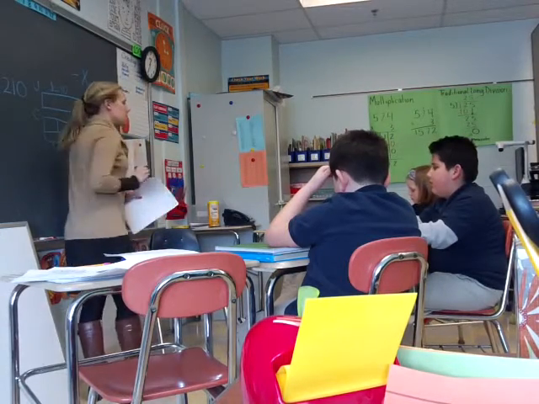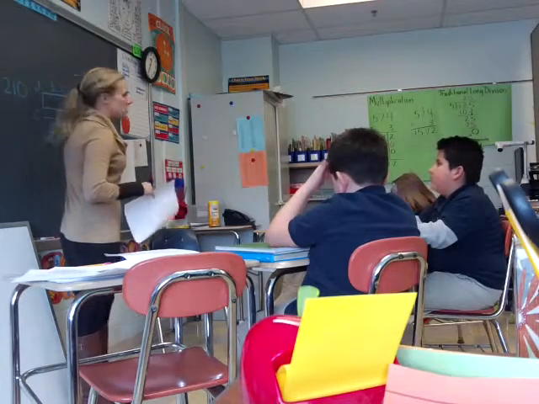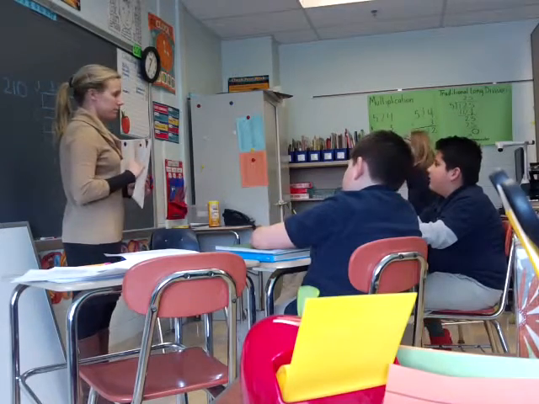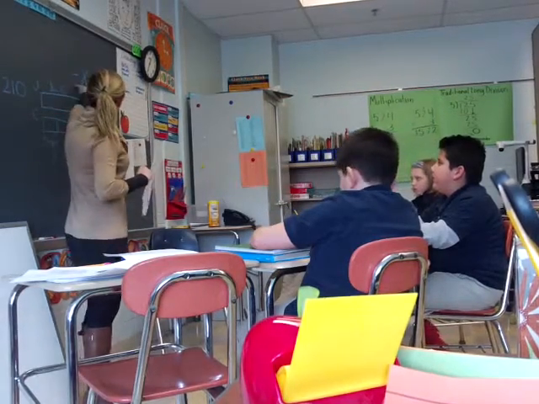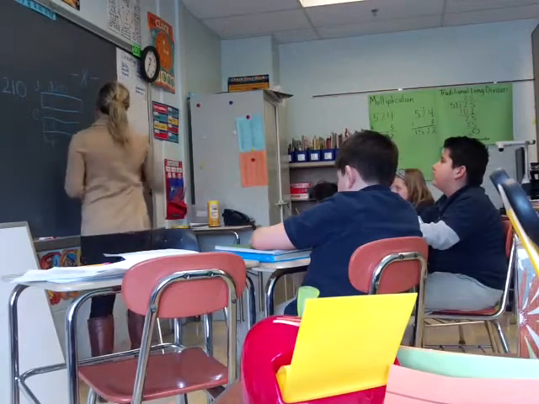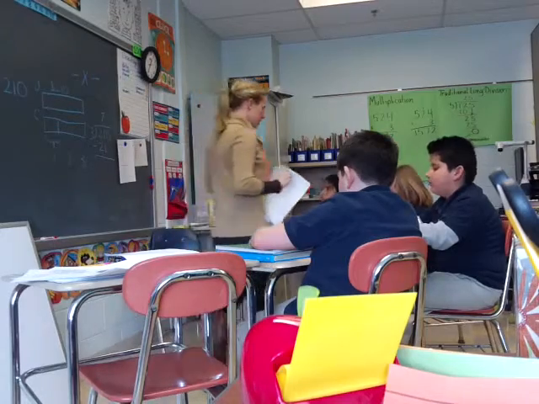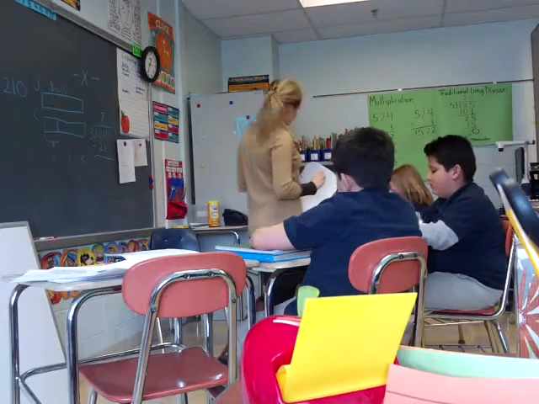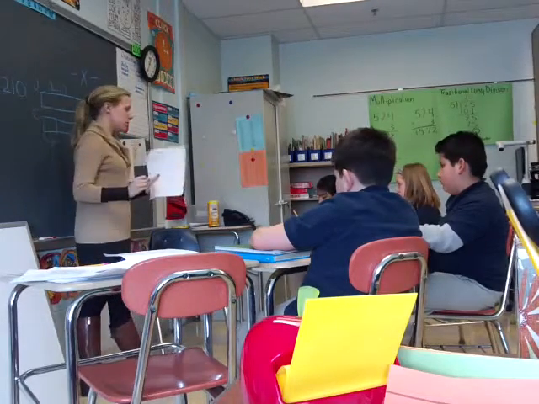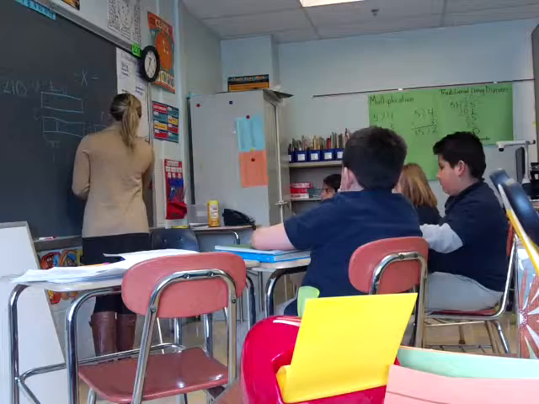What is our next step going to be? Matthew? We did our division. We did our multiplication. What's our next step? Minus. Let's do that. What's 21 minus 21? 0. What do we need to do? Bring down the 0. Perfect.